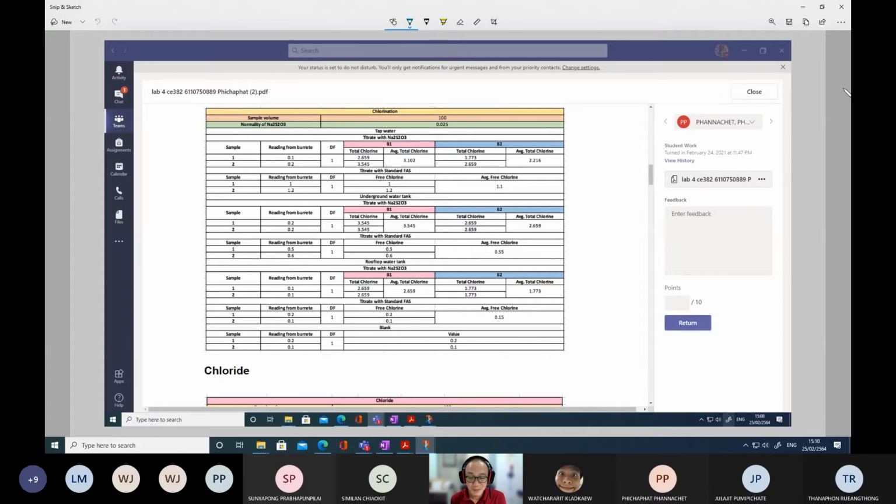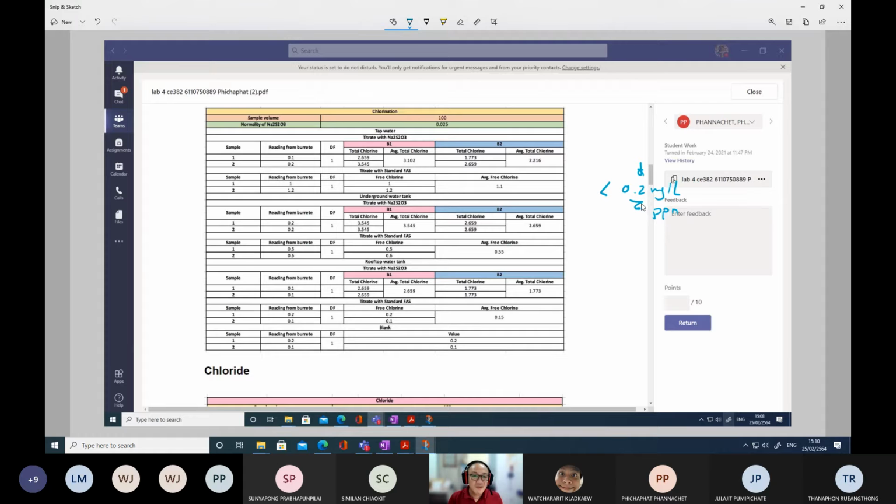But if the chlorine is present at less than 0.2 milligrams per liter or 0.2 ppm, you have to add more chlorine.